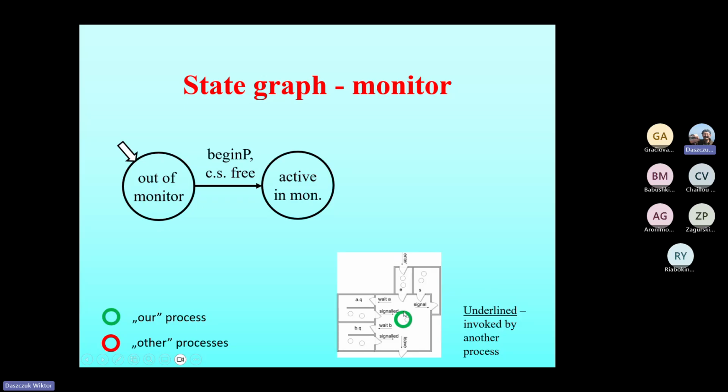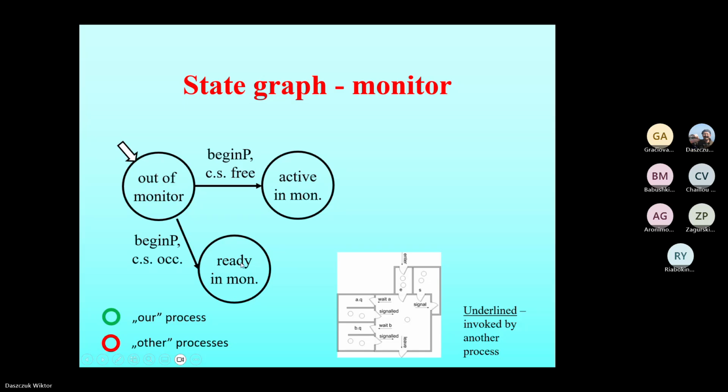The process simply enters the monitor. The second transition is the same operation from the perspective of the process, but critical section is occupied by another process. So our process becomes ready in monitor. It waits for the critical section. This is such situation when our process wants to enter, but critical section is already occupied.